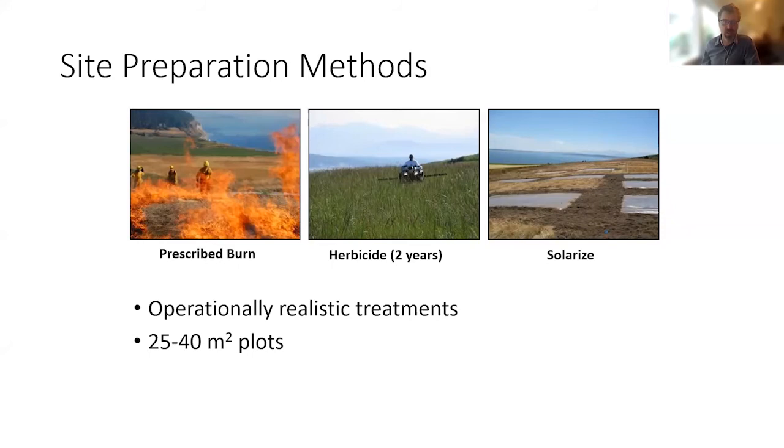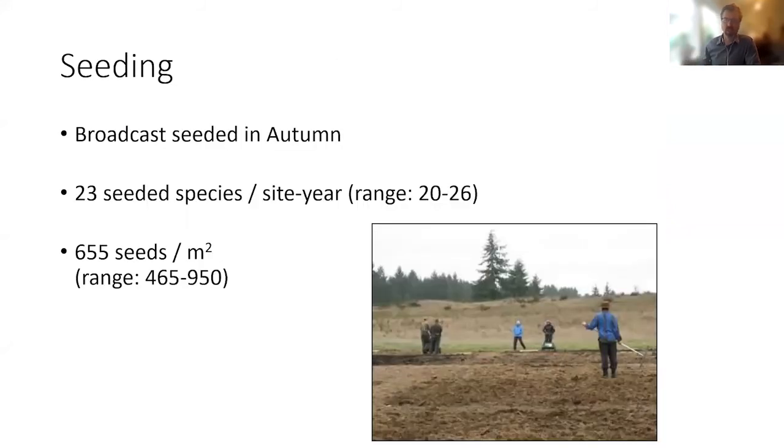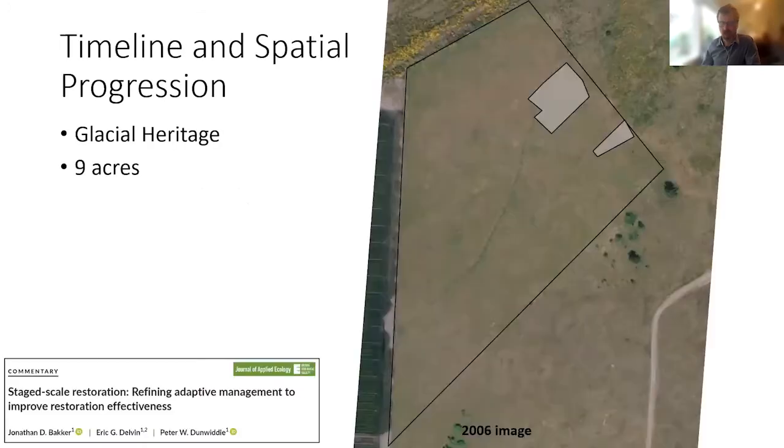So in this case, we're testing site preparation, and then we're also testing some different seed mixes. So all of this work was done with direct seeding in the fall with a whole bunch of different species, and then observing which of those species were establishing afterwards. And I think it's helpful to think about this. I walked through a timeline of how that might work, but it's also helpful to think about that spatially. This is our study area at Glacial Heritage Preserve, just south of Olympia.